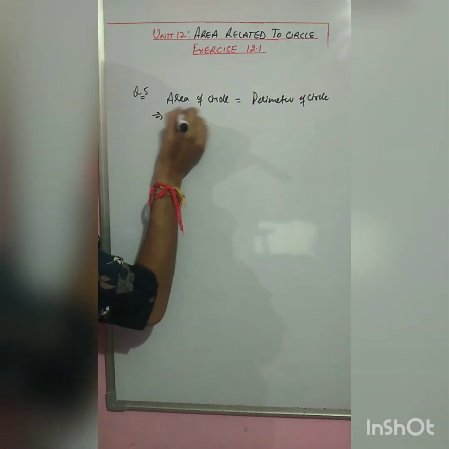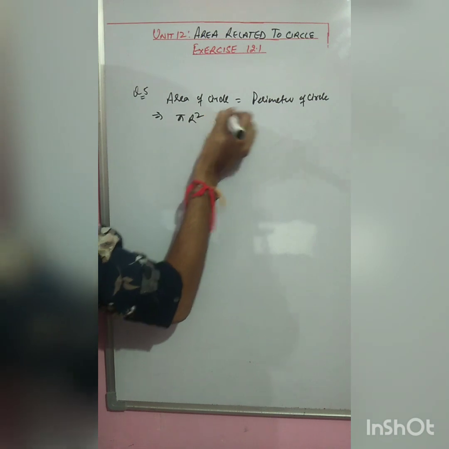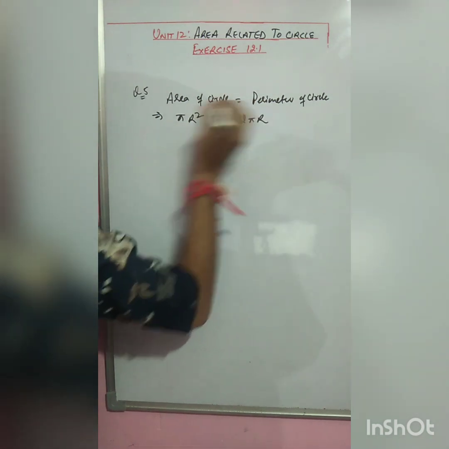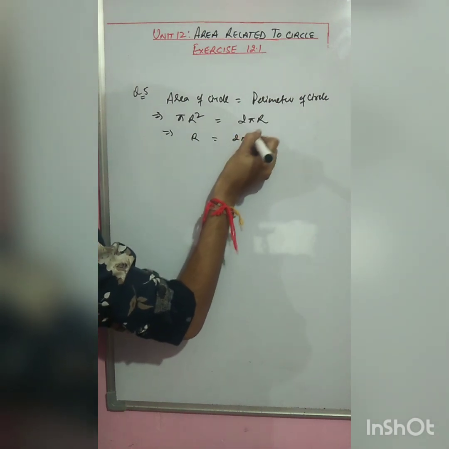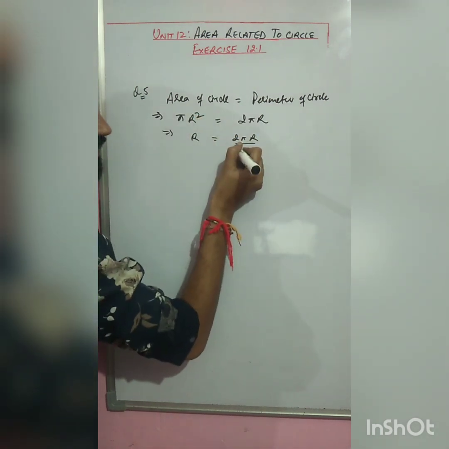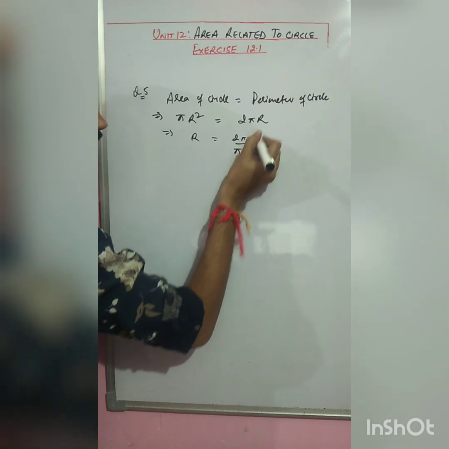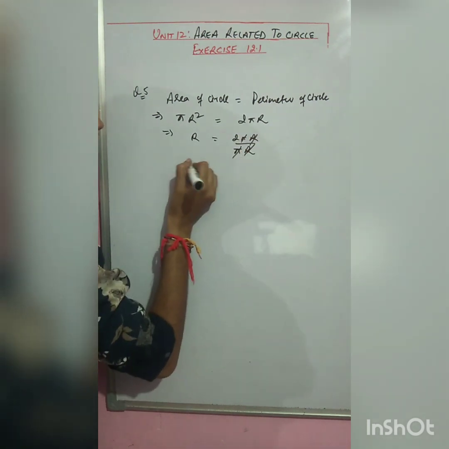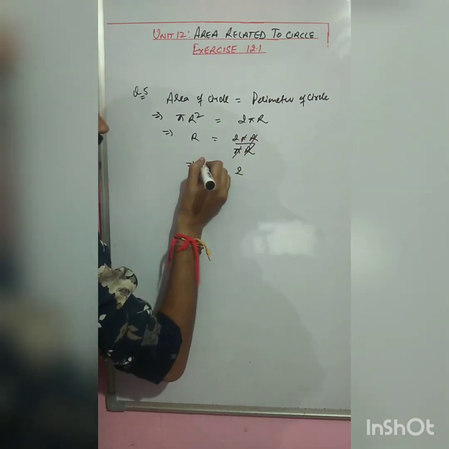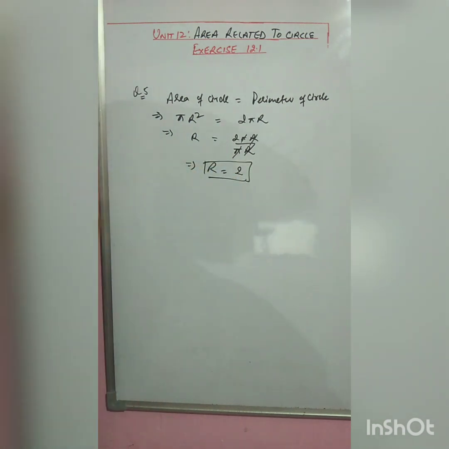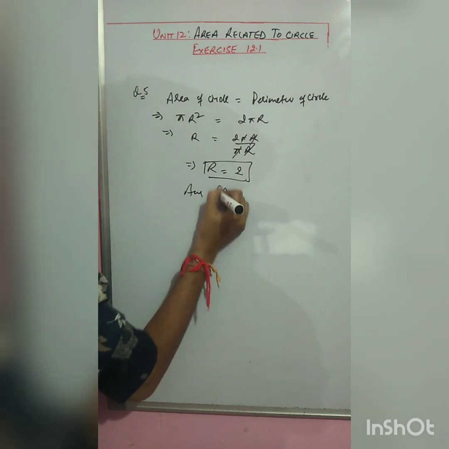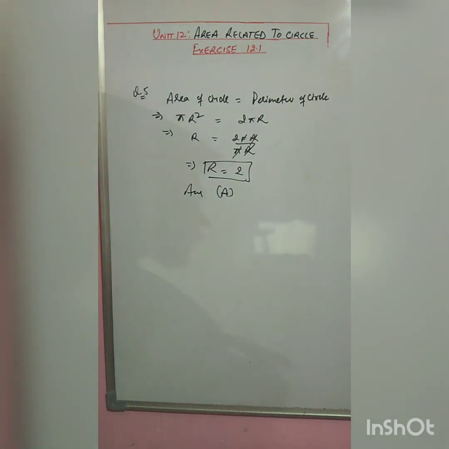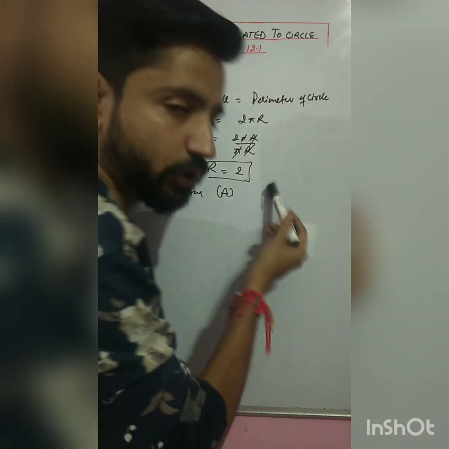Area, if the radius is r, then area is pi r square. Perimeter is 2 pi r. So from there, if we take r square and 2 pi r, and when pi r goes to RHS, they become divided. Pi r, r cancel, pi cancel, it gives r is equal to 2. So the required answer is option 1, that is part A. That if area and perimeter of a circle are equal, then its radius would be 2 units.